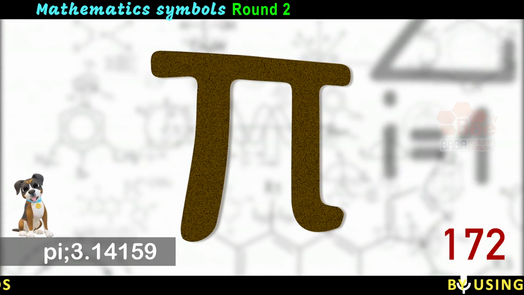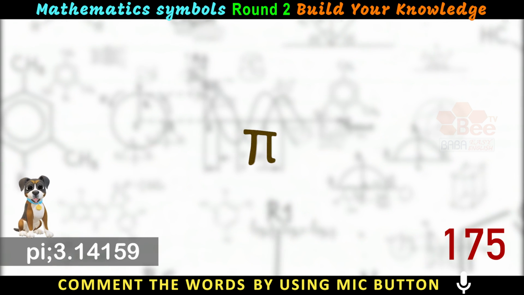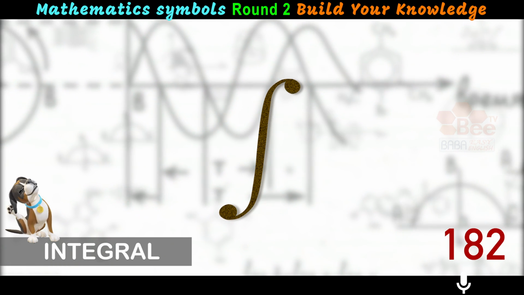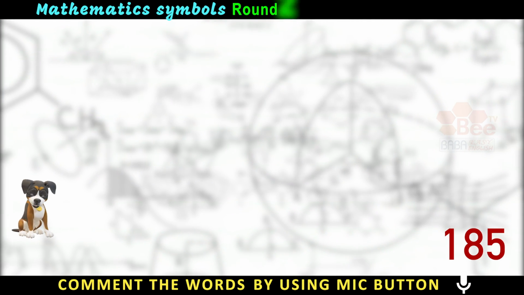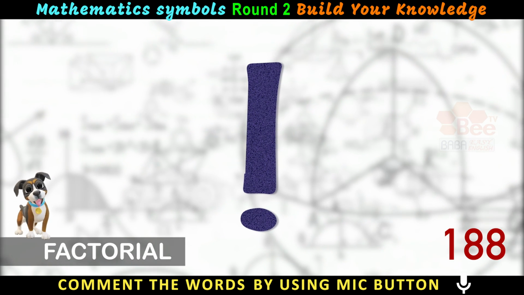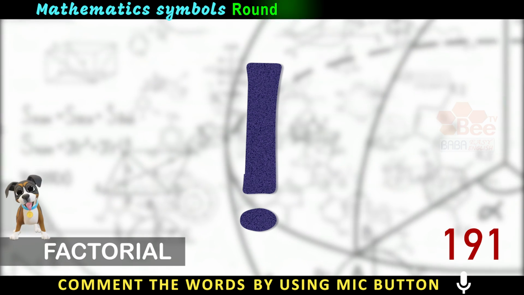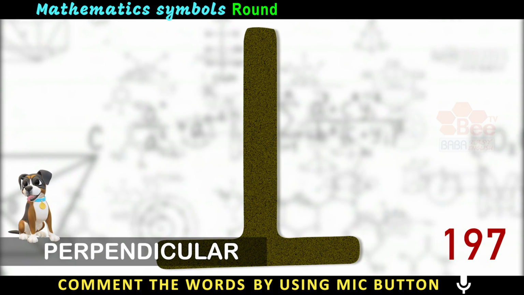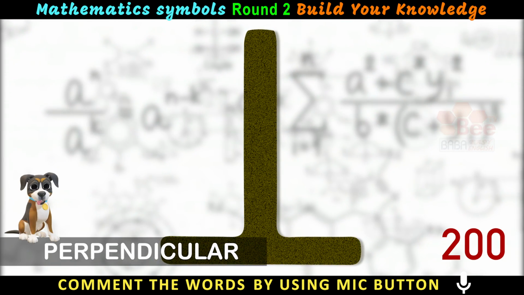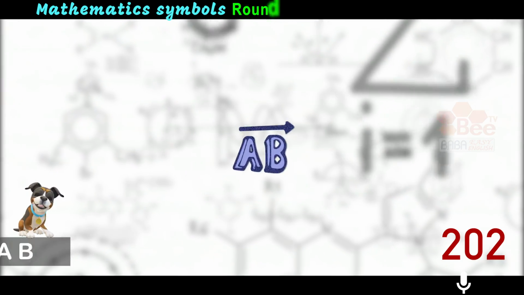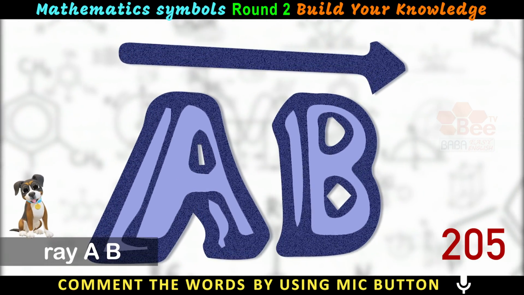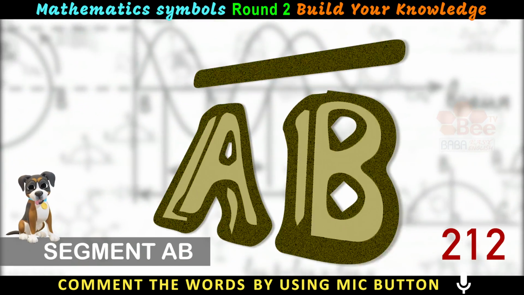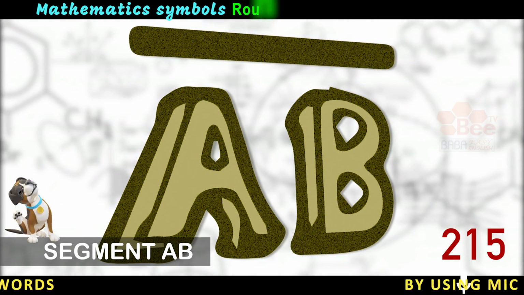Pi, 3.14159. Integral. Factorial. Perpendicular. Ray A, B. Segment A, B.